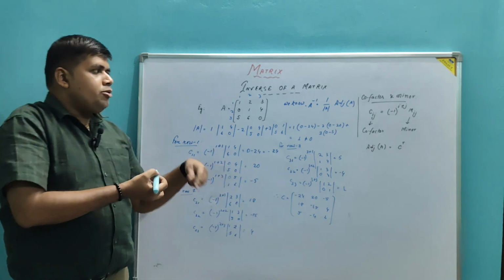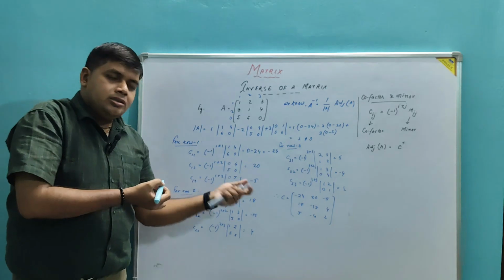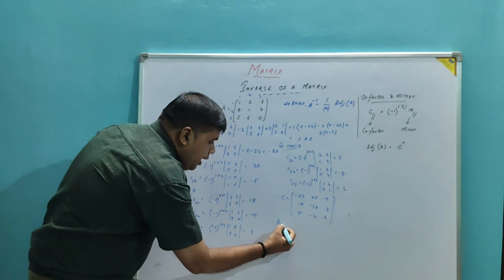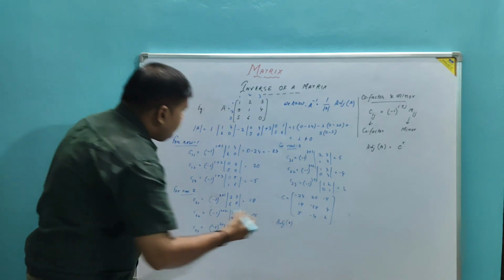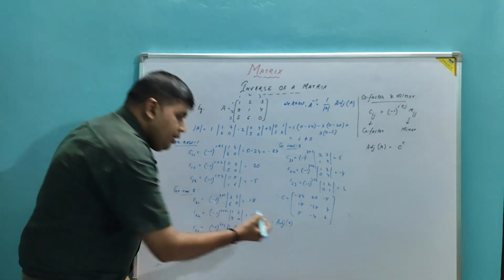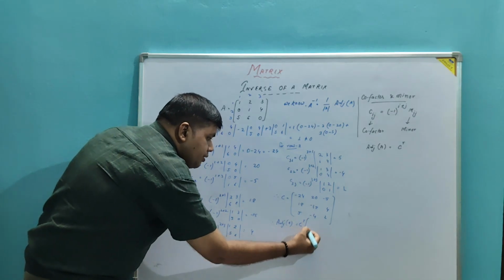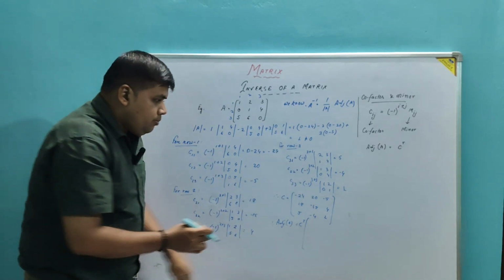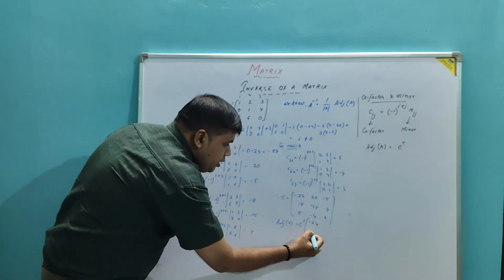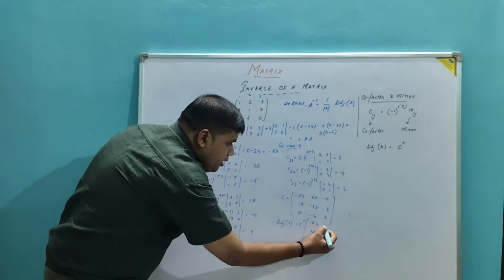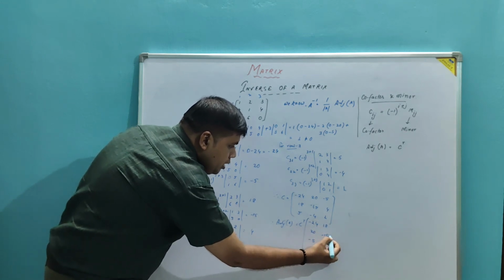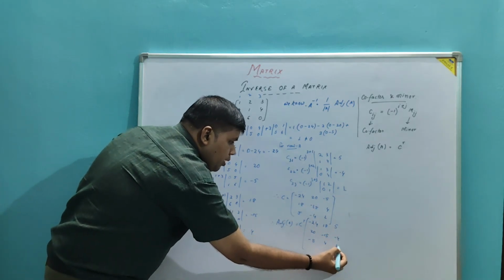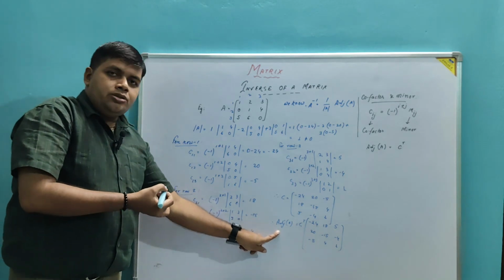From this cofactor matrix, we have to find the adjoint matrix. The adjoint matrix is nothing but the transpose of the cofactor matrix. Therefore, adjoint of A, where the actual matrix was A, is equal to the transpose of this. Transpose means the row elements will go to the column and the column elements will go to the row. So 24, 20, minus 5, 18, minus 15, 4, and the last one, 5, minus 4, 1. So this is the adjoint of A.